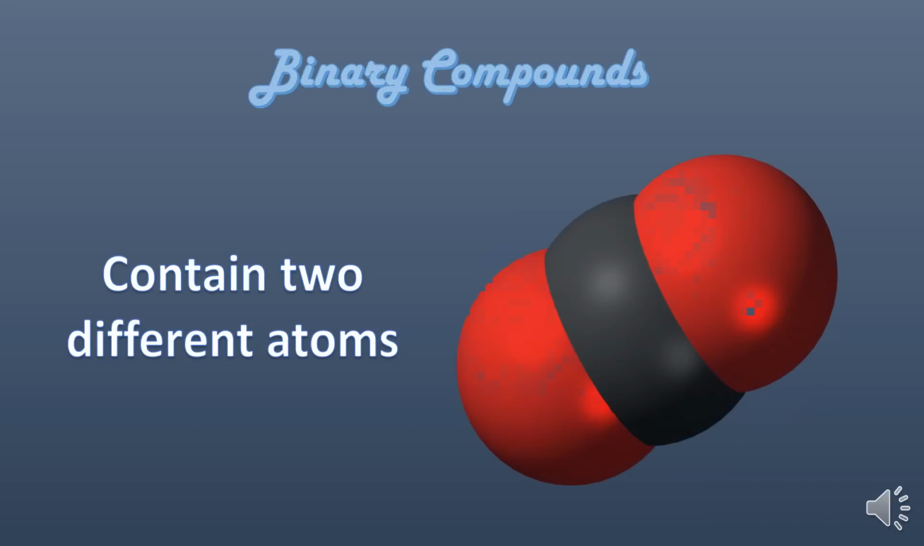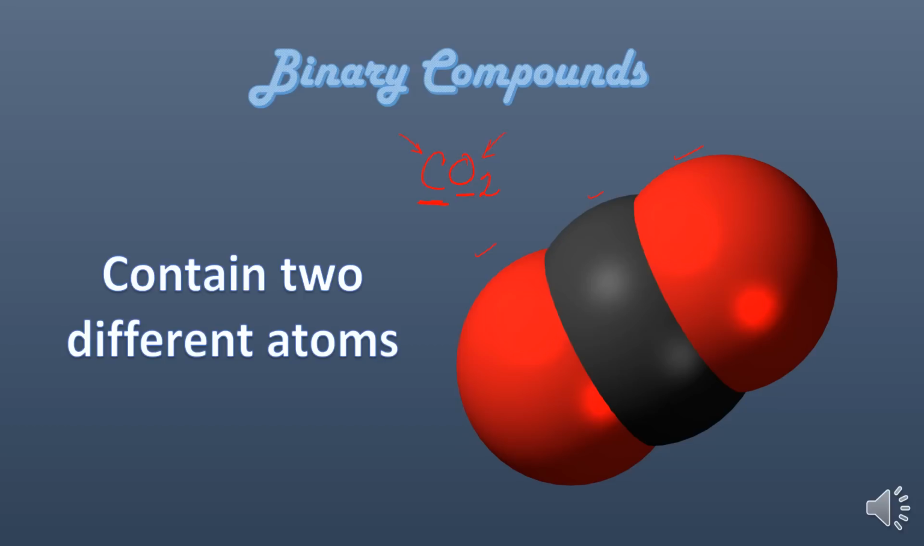Again, what? There's three atoms here, right? Atom 1, atom 2, atom 3, right? But the two different atoms are still present. See, this is carbon dioxide. And even though it has two oxygens and one carbon, they're still just two different atoms.